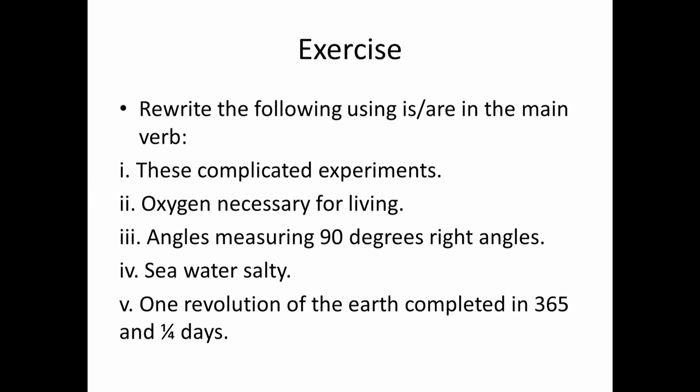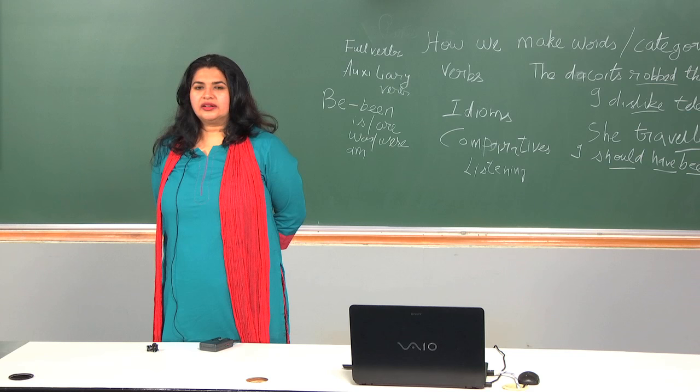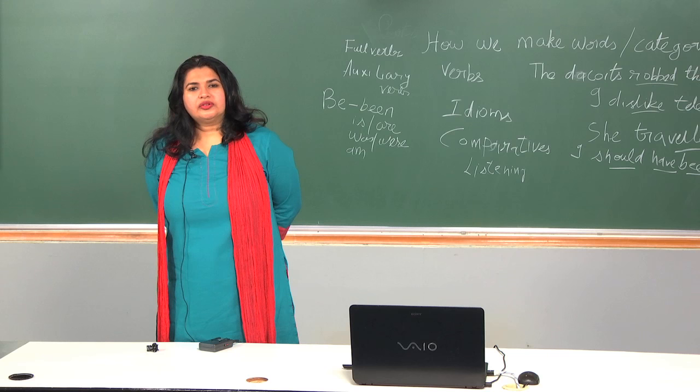Oxygen is necessary for living. Angles measuring 90 degrees are right angles. Sea water is salty. One revolution of the earth is completed in 365 and 1/4 days. So here we have just seen how is and are used as main verbs. Let's move on to do another exercise.